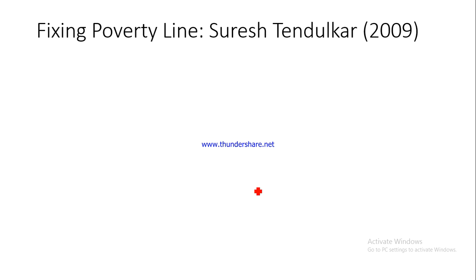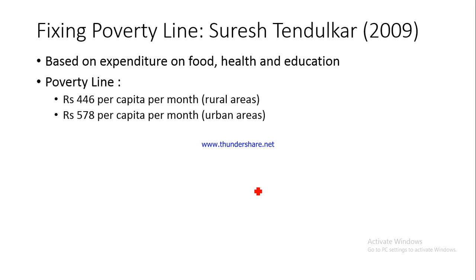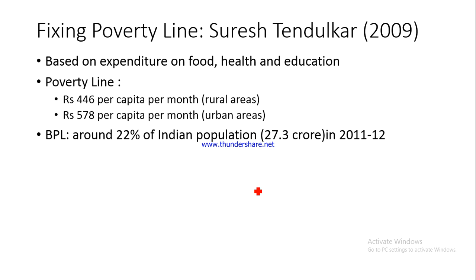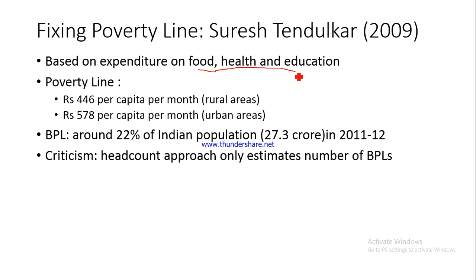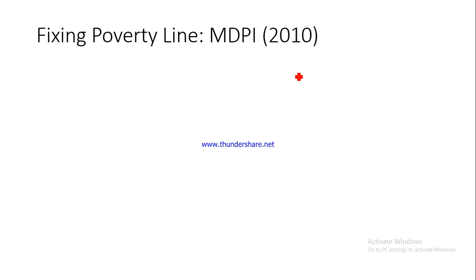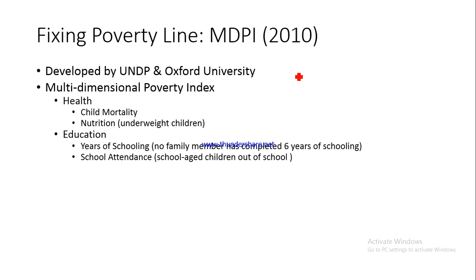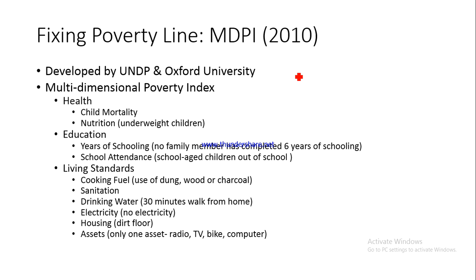Then we talked about the more recent approach given by another academician, Suresh Tendulkar, and we saw that it took into account not only food but also health and education, the expenditure on food, health and education. We also talked about the multidimensional poverty index, where we talked about the other dimensions of poverty also, which are taken into account to calculate the poverty line and to understand which all people are below the poverty line.